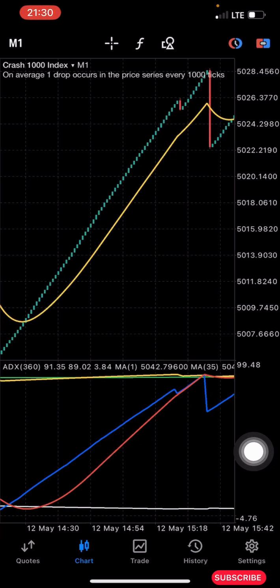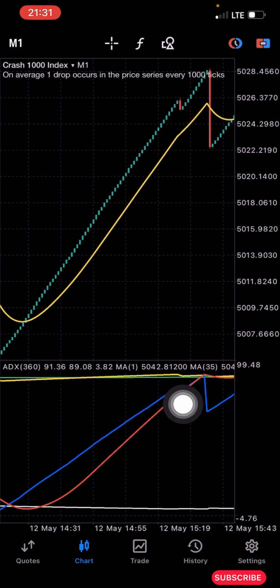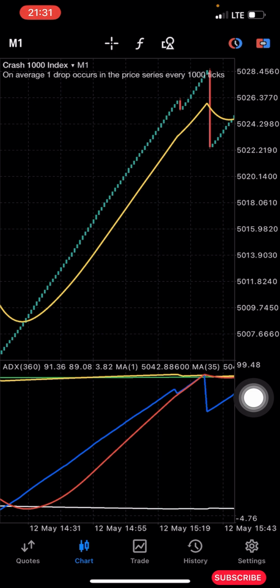You can see now that we have this blue and red moving average here on our indicator window. So these indicators are going to tell you when the market has gone to the overbought level and when it has gone to the oversold level. So it's as simple as that.